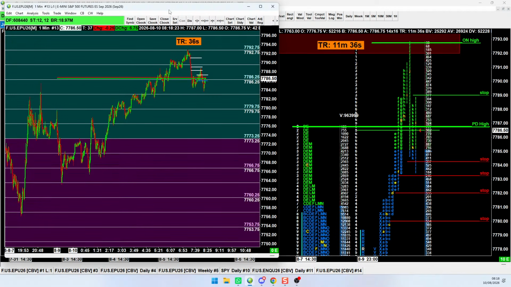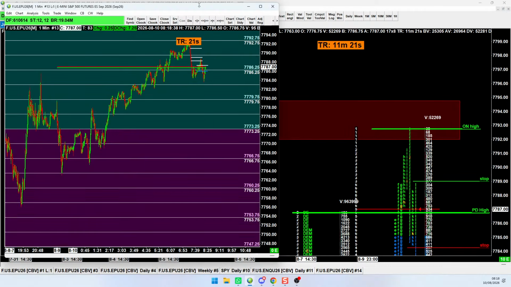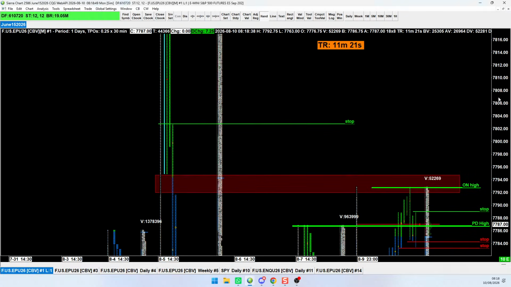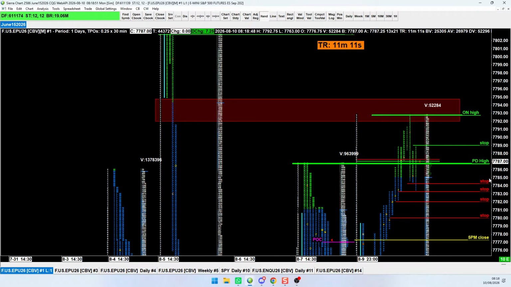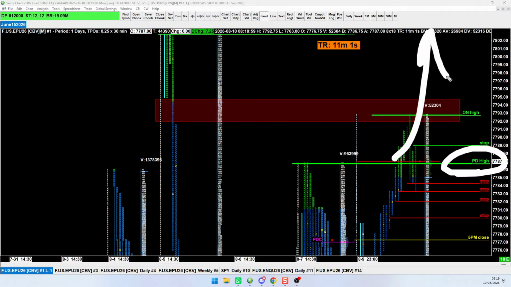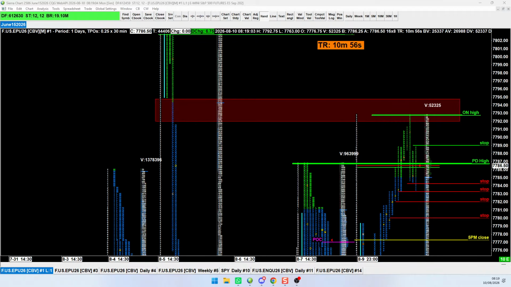Do I have expected targets for RTH? I'm looking for inventory to correct lower, right? If we don't get in RTH, as we get closer to RTH, if we accept over 77.87, right? If we can't stay under 87, you're going to get this, okay? Because there's no inventory left, right?